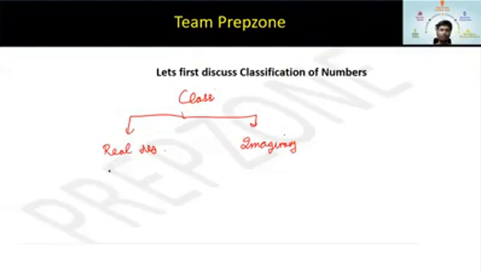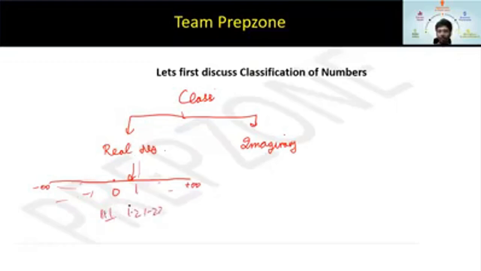So what is a real number first of all? Any number which can be represented on a number line is known as a real number. What is a number line? A number line is nothing but a line on which there are numbers from minus infinity to plus infinity. Suppose this is 0, 1, 2, 3, 4 and so on, minus 1, minus 2 and so on. This is a number line. So real numbers are any number that can be represented on this number line, like 1.1, 1.2, 1.23, 1, 2, any number. Everything is a real number.